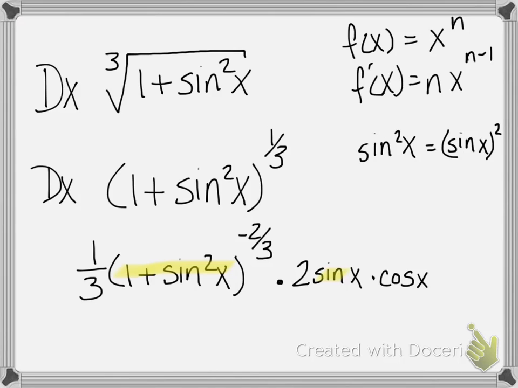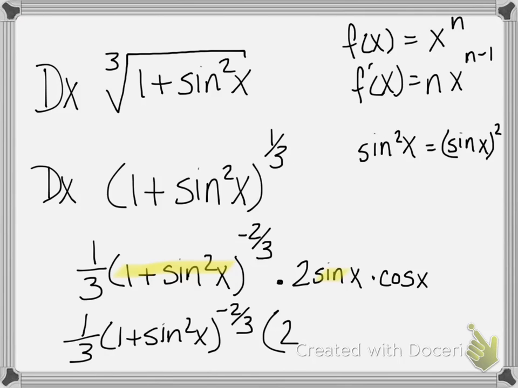And so whenever you clean that up a little bit, you're going to have 1/3 of 1 plus sine squared x to the negative 2/3 times 2 sine x cosine x.